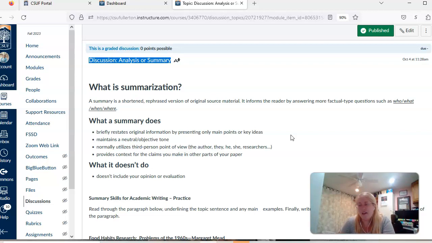What this summary does is it should be able to briefly restate original information by presenting only the main points or key ideas. So do not waste time and space, and specifically word count, on full quotes. Make sure you can take a sentence or 3 sentences that are really powerful from your article and rewrite them in your own words in less than half the word count.